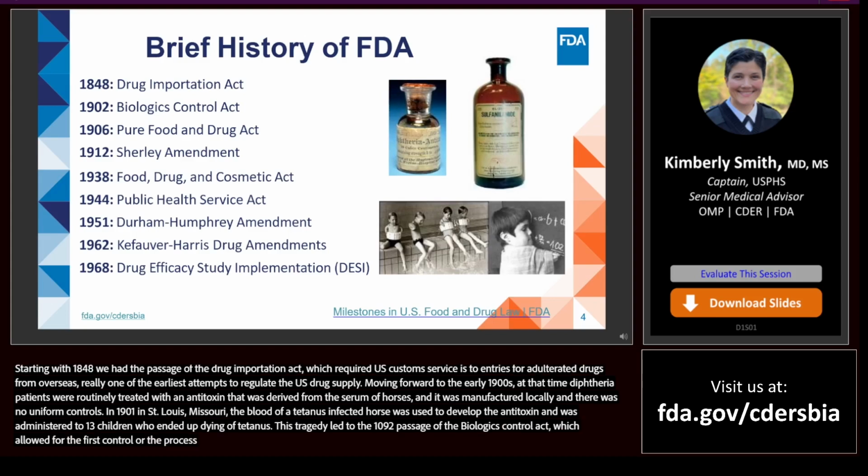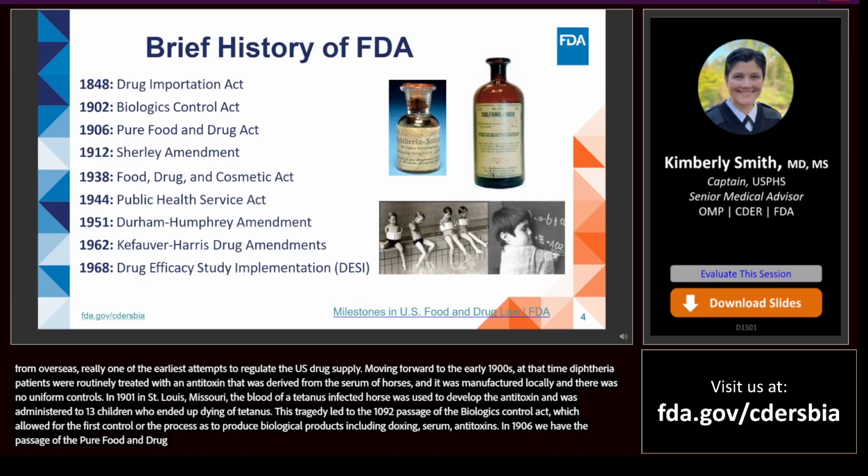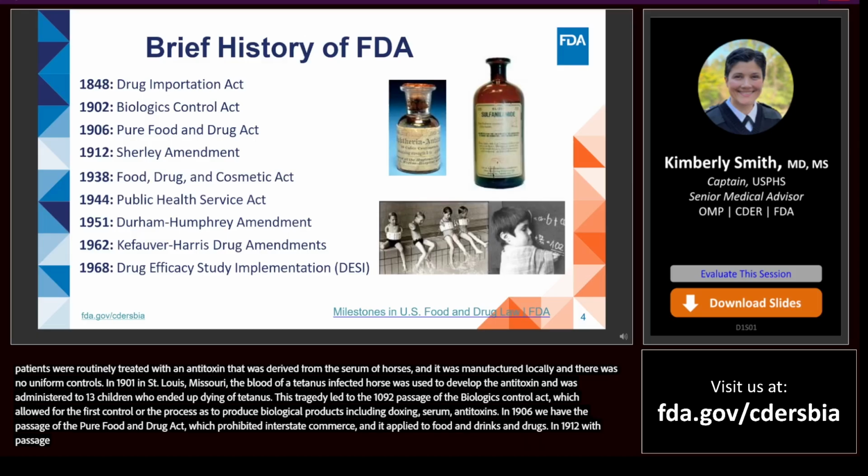In 1906, we had passage of the Pure Food and Drug Act, which prohibited interstate commerce in misbranded and adulterated foods, drinks, and drugs. In 1912, we had passage of the Shirley Amendment. The Shirley Amendment prohibited labeling medicines with false therapeutic claims intended to defraud the purchaser, but it was a standard that was very difficult to prove.